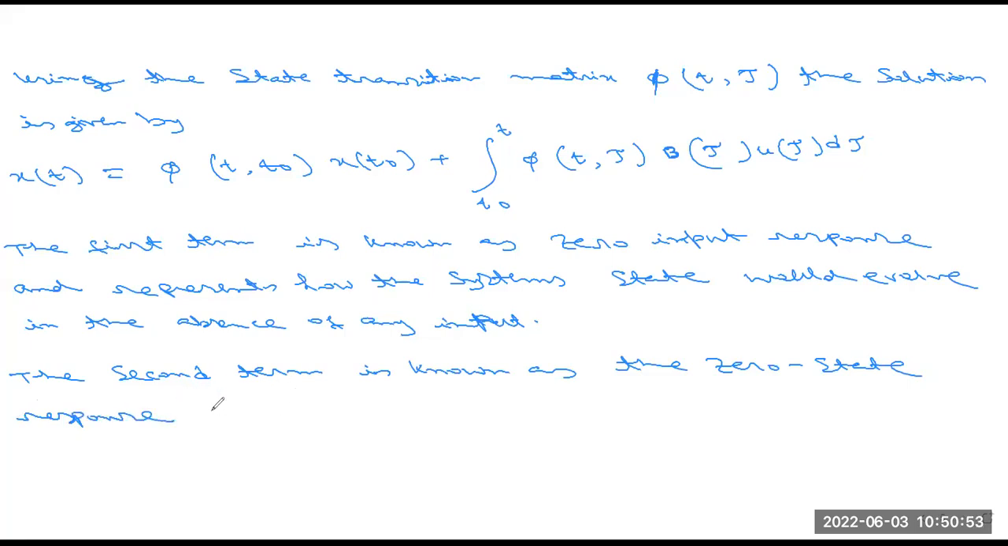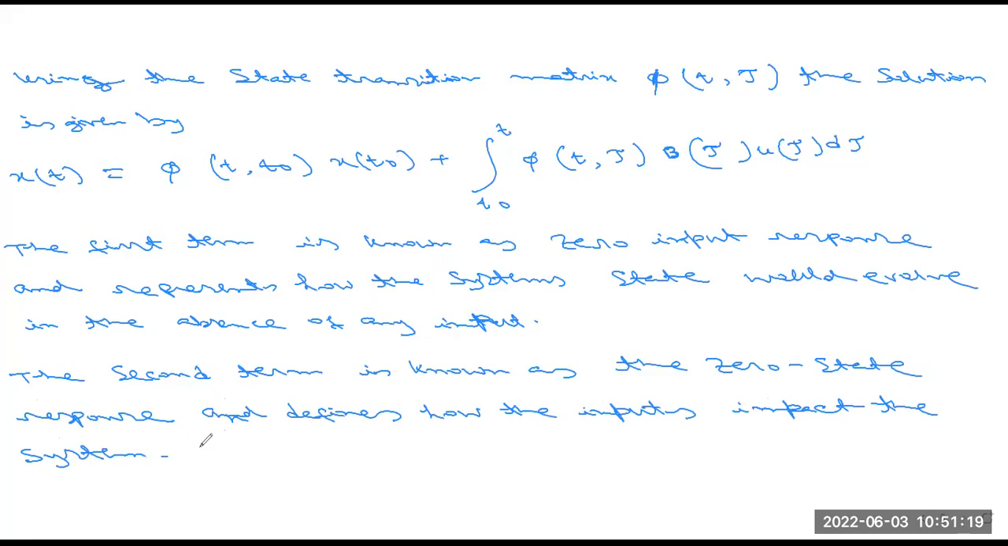And defines how the inputs impact the system. Okay, so I'll repeat once again. So this is basically the skew symmetric matrix.